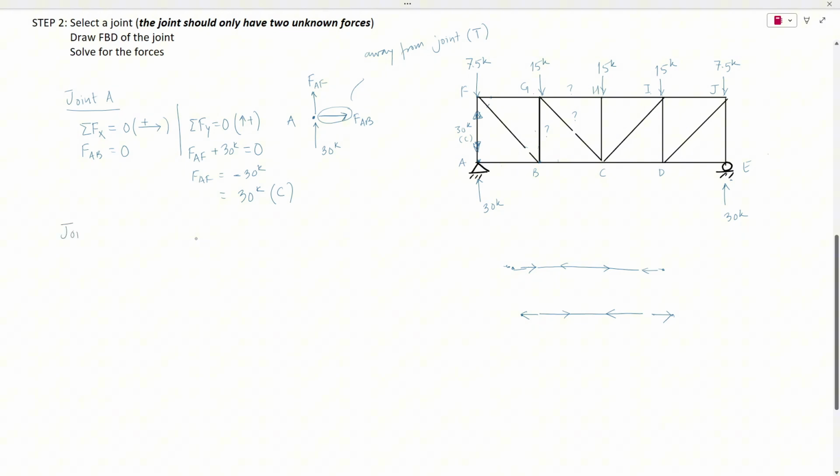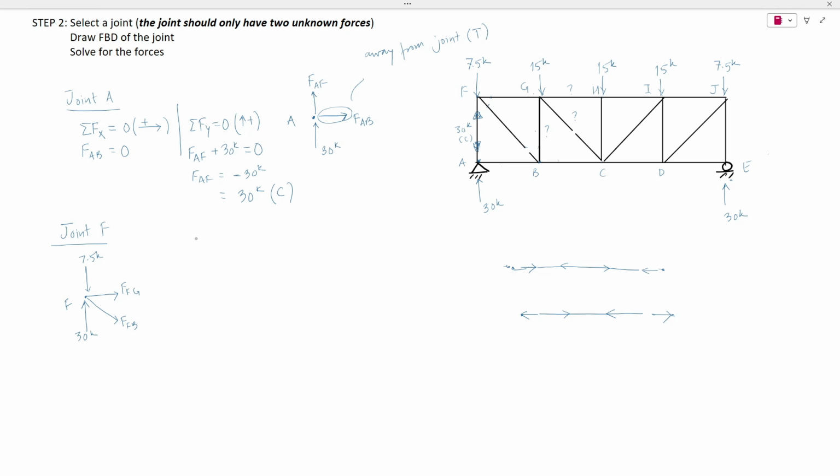So let's move on to joint F. Draw the free body diagram. There's joint F. Member AF, we just found out, is in compression with 30 kips, and there's an external load applied of 7.5 kips. Let's assume FFG in tension, and then consider FFB in tension.